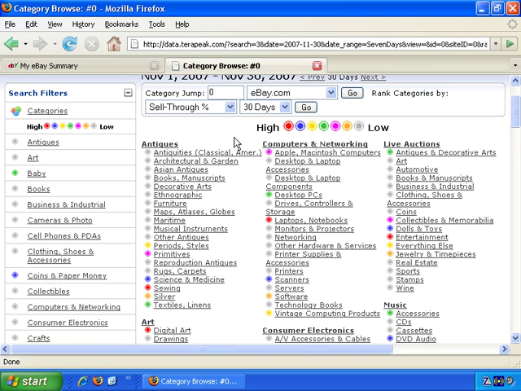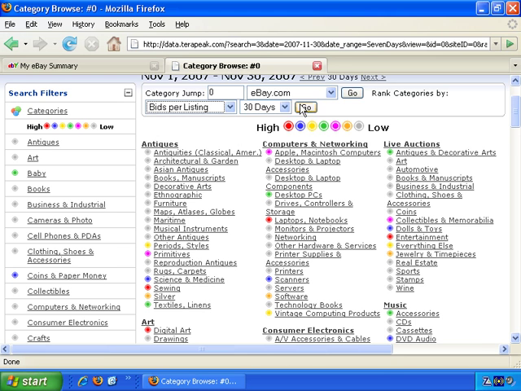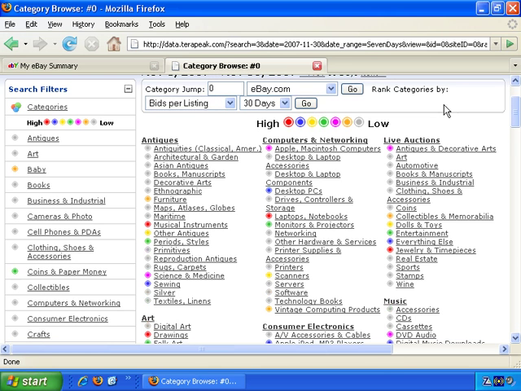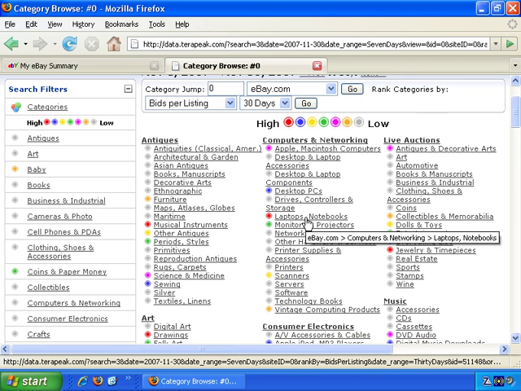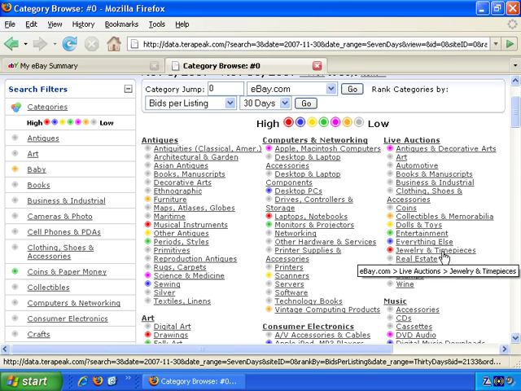Now, let's take a quick look at bids per listing. Okay, the high end of bids per listing is once again laptops and notebooks, interestingly. So, quite a few bids for laptops and notebooks, and quite a few bids for jewelry and timepieces.